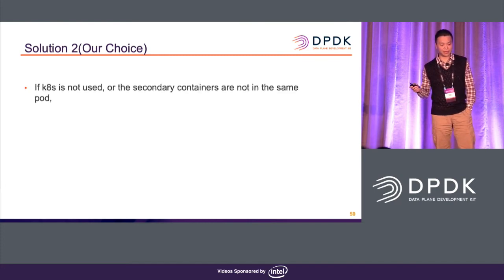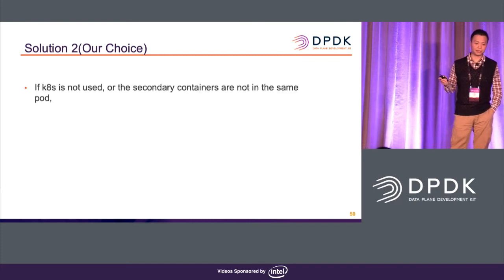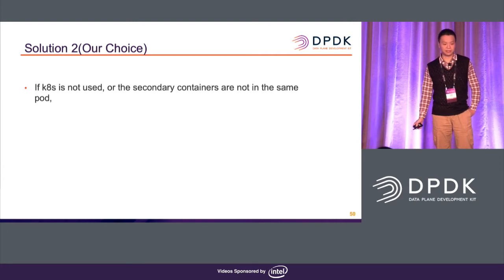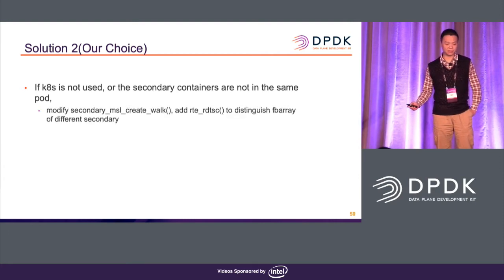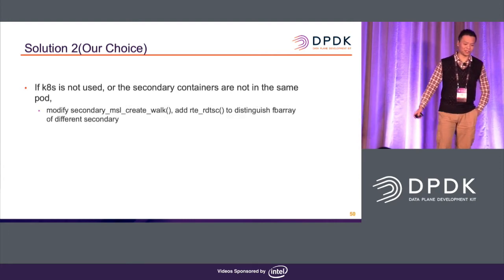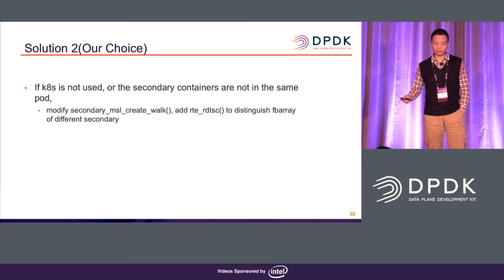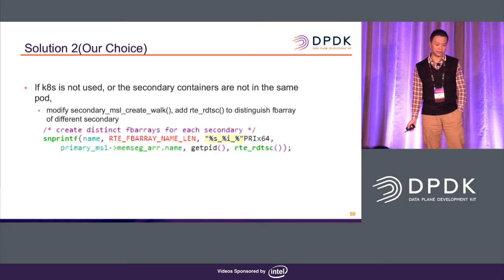And the second solution is our choice. If Kubernetes is not used, or the secondary containers are not in the same pod, what can we do? We just modify the function. We add rte_rdtsc to get the cycle to distinguish the FB array of different secondary processes, just like this.